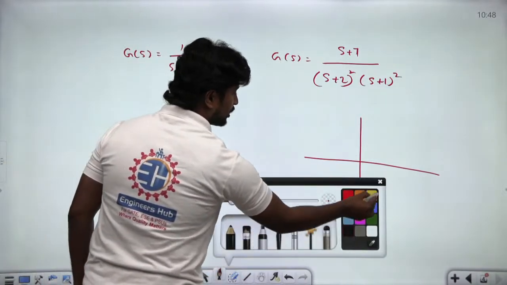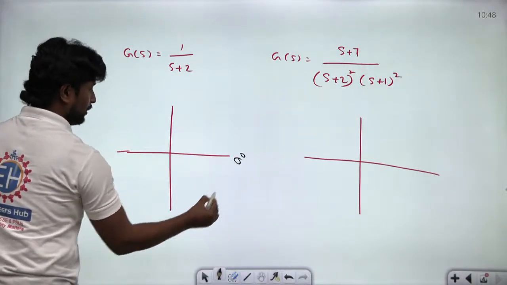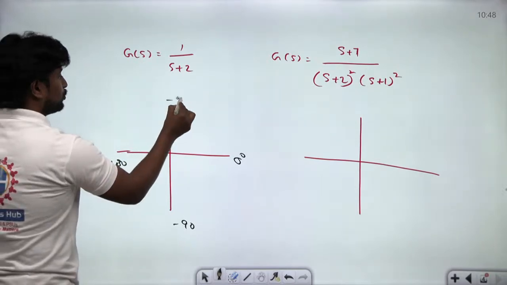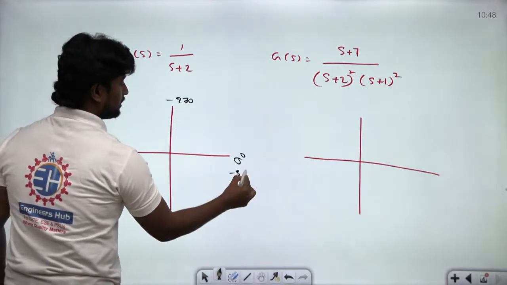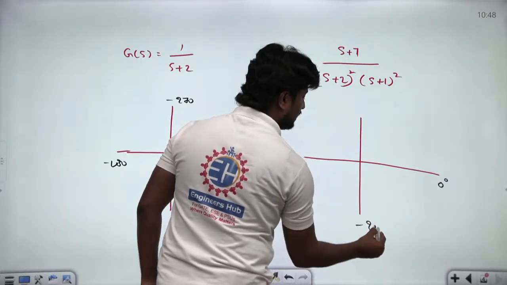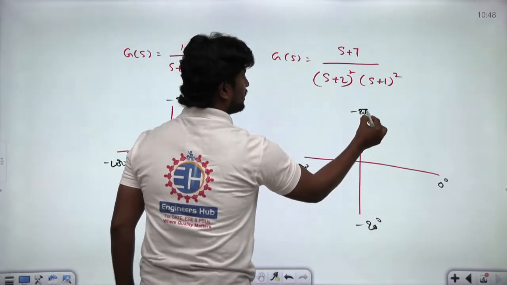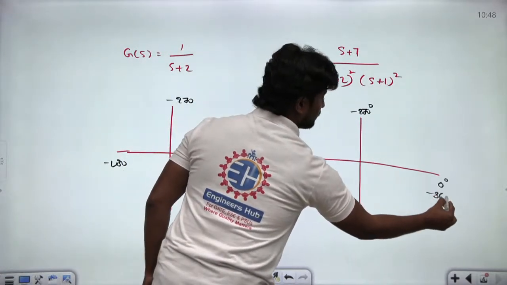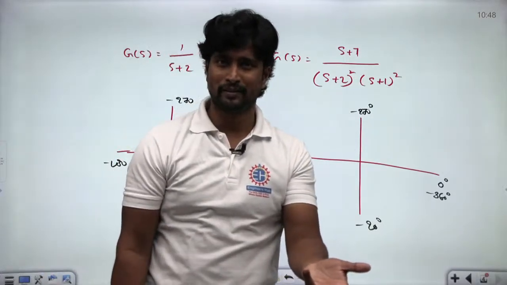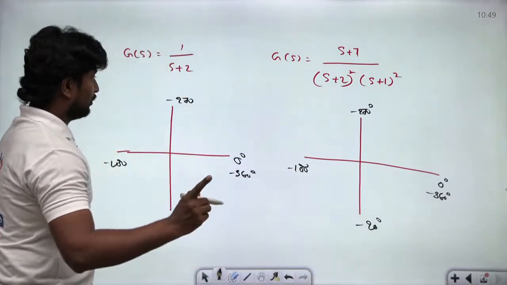Are poles dominating or are zeros dominating? In both cases, poles are dominating. That means 0, -90, -180, -270 and -360. Here also the same: 0, -90, -180, -270 and -360. Are you clear? This is the first step. Why? Because it must be a clockwise direction, right? Am I right or wrong? Clear? And next, guys, carefully listen.